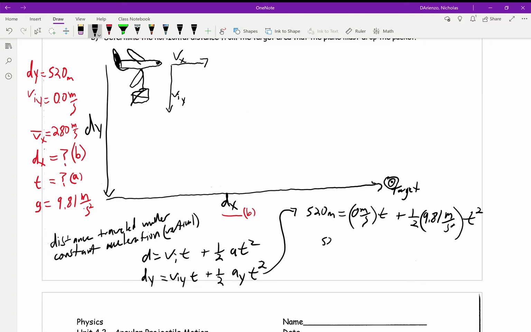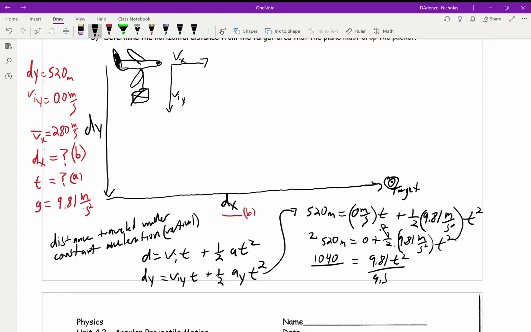This simplifies to 520 meters equals 0 plus 1/2, 9.81 times time squared. We multiply by our 2 here to cancel our fraction of a half. And what we end up with is 9.81 t squared equals 1040.